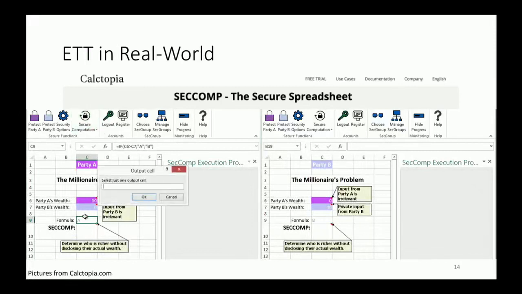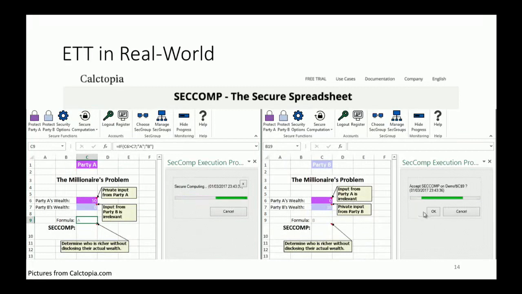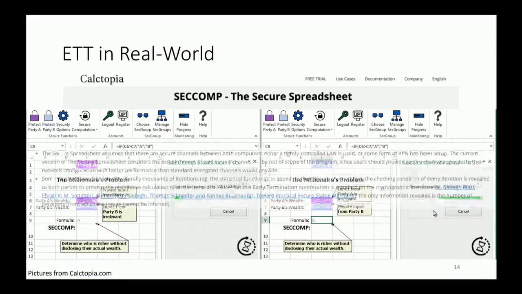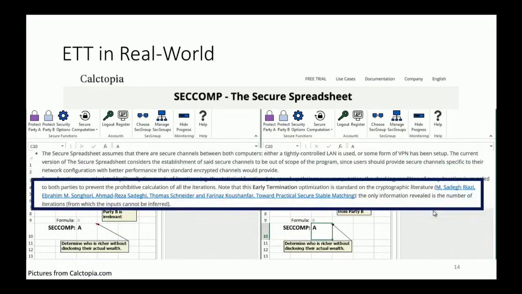So ETT can be used in any iterative-based algorithm. For example, it's used in Calctopia, which is a secure spreadsheet company, and they have used our technique in their security product, as they have announced in the security model.